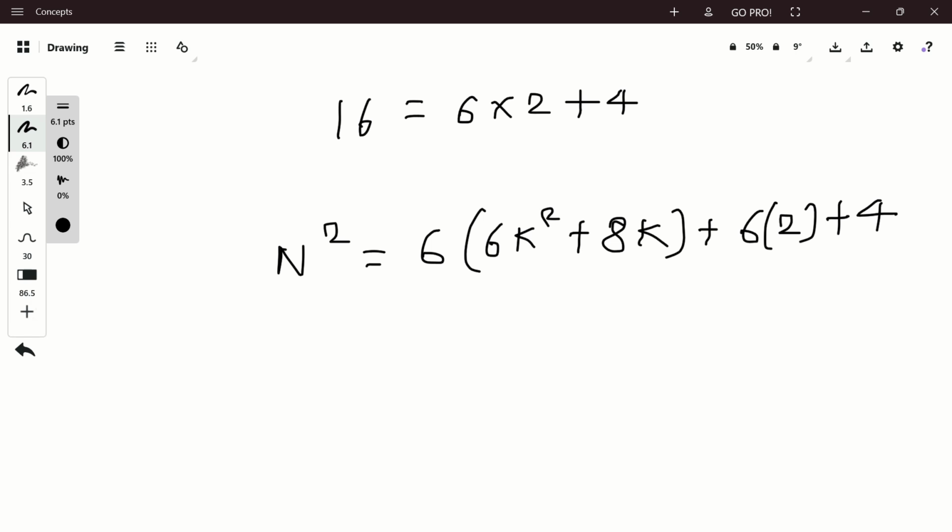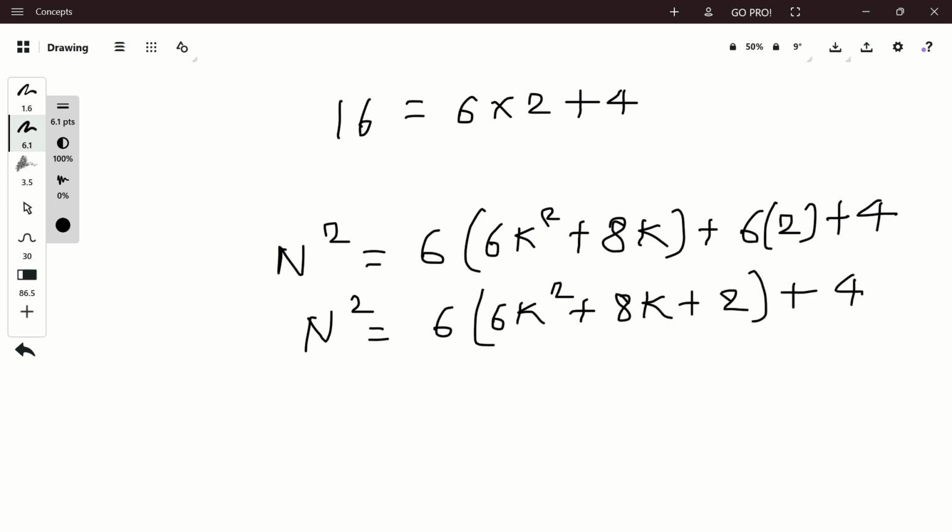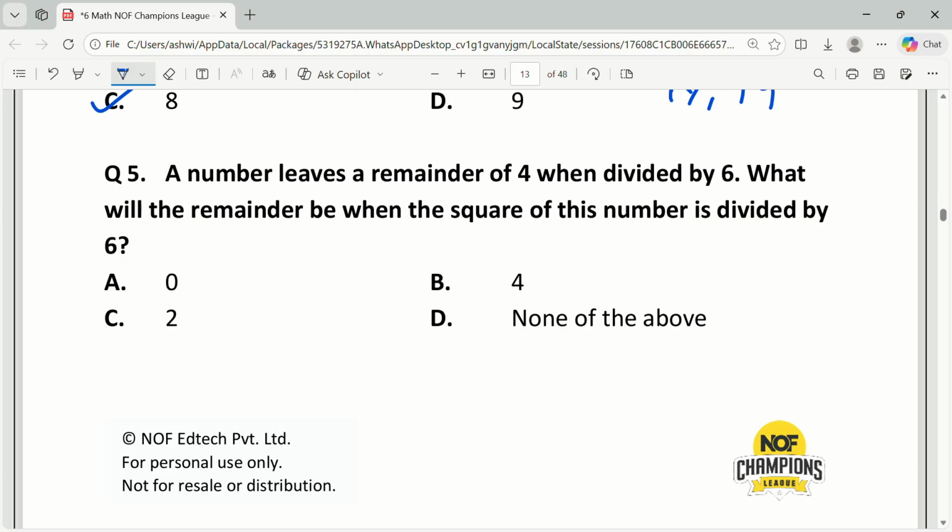That is n square is equal to 6k square plus 8k plus 2 plus 4. The expression shows that when n square is divided by 6, the remainder is 4. Comparing with the options, the answer is B, 4.